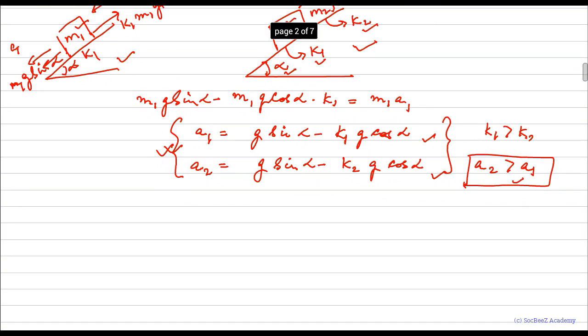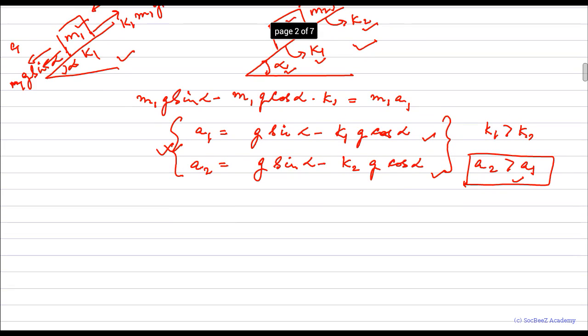Now, if I say that between these two masses m1 and m2 there is going to be a force of interaction of magnitude f, then if I draw the FBD of mass m1 now, the force of interaction is going to be acting in this direction on mass m1.